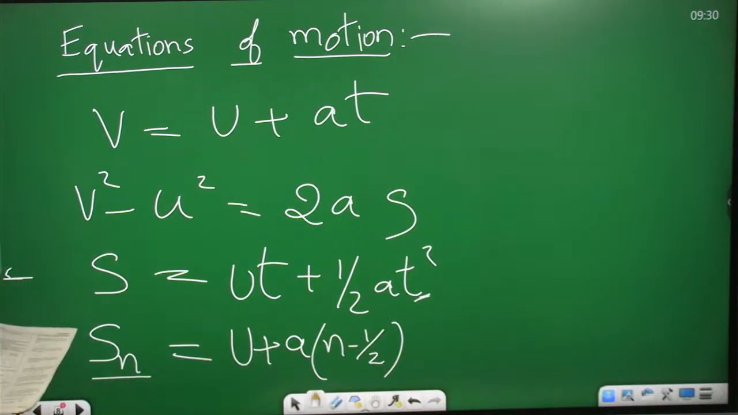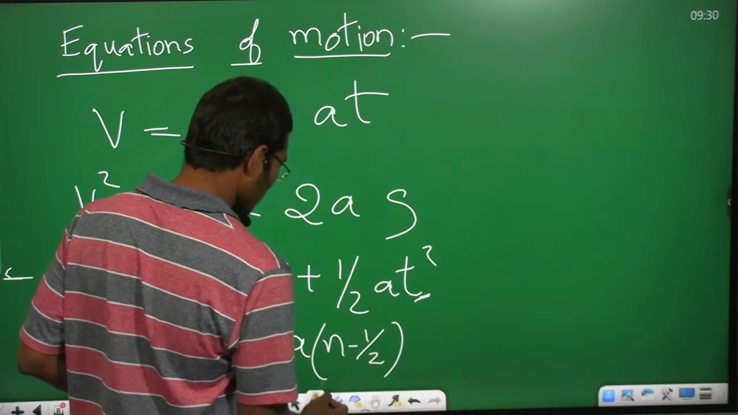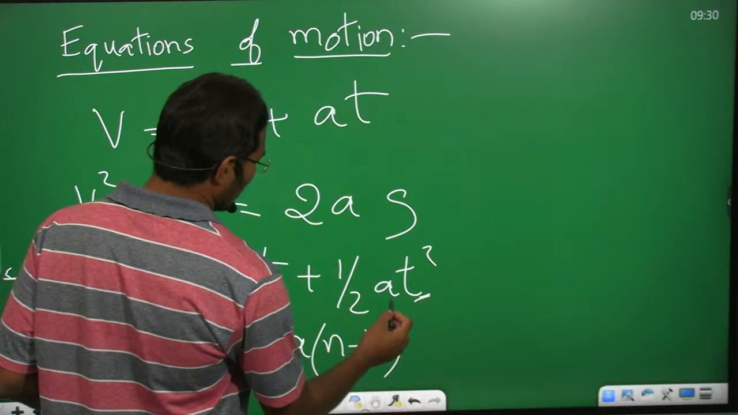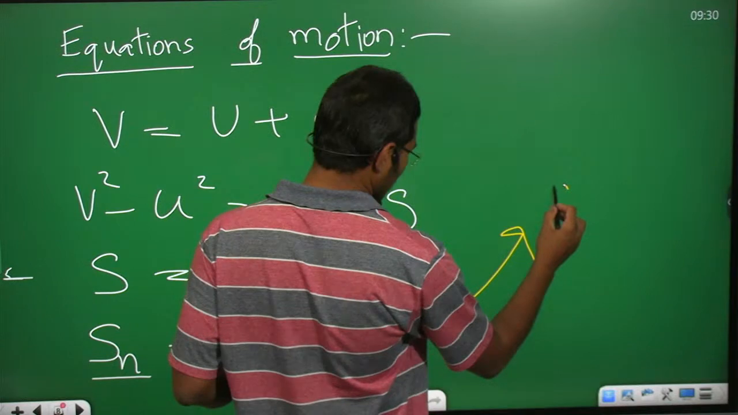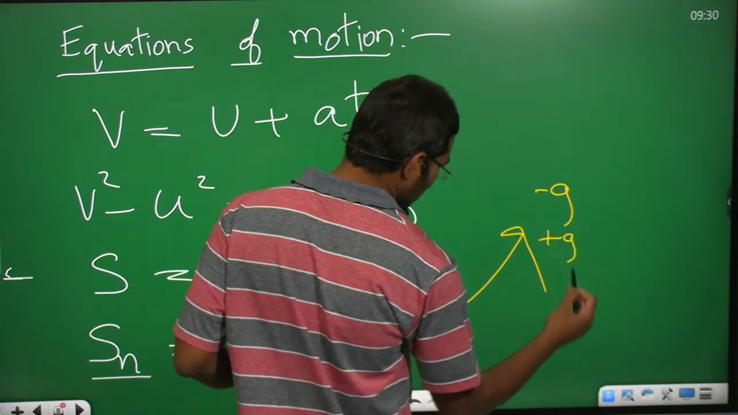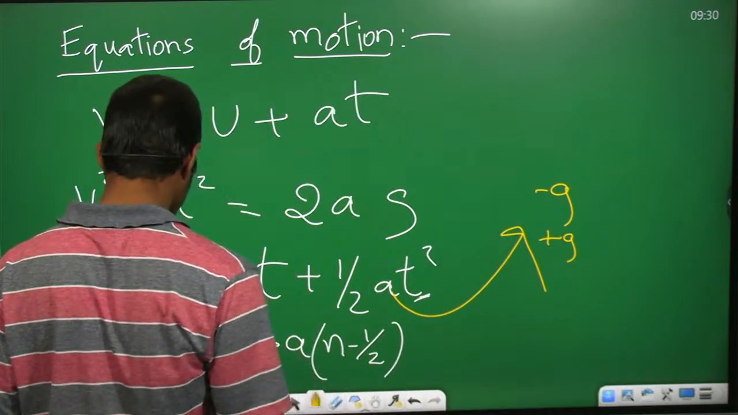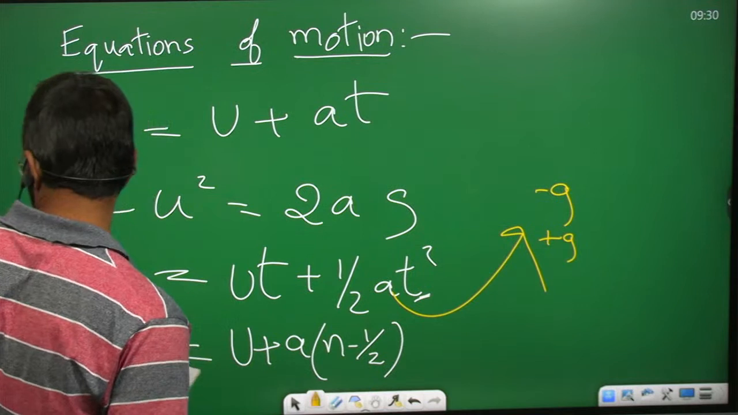So these are the basic fundamental equations. You have to substitute acceleration according to the requirement. It can be g, minus g, plus g, any value, you can use anything here. So let us try to look at the projectile motion.